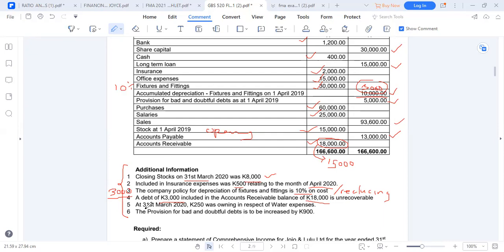Then also we are told that on 31st March, 250 was owing in respect of water bills. So what is this 250? It appears in two books. In the comprehensive statement, it's an accrual. All accruals, we need to add them because we have enjoyed this water, so you charge it to the comprehensive statement. However, this 250 should also be a current liability. Current liabilities are debts that are repayable within a year. So you need to show it in our balance sheet under current liabilities. Are we together?